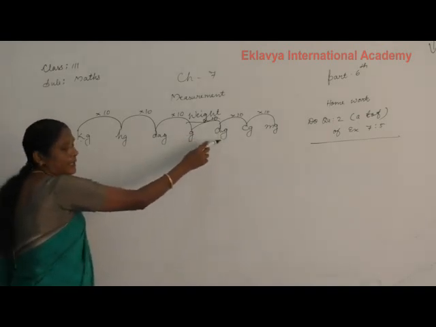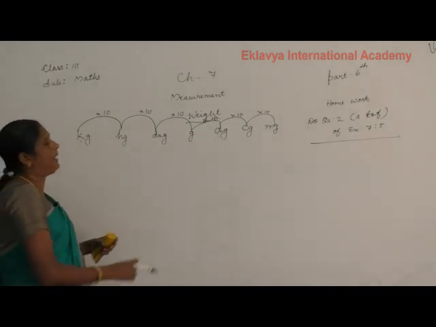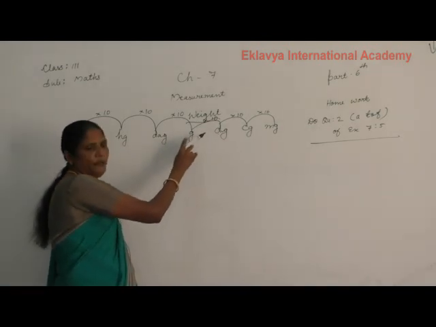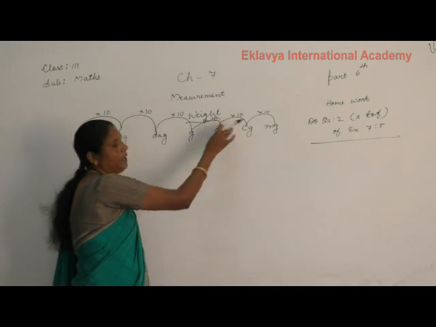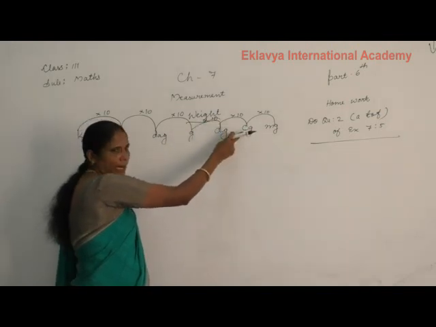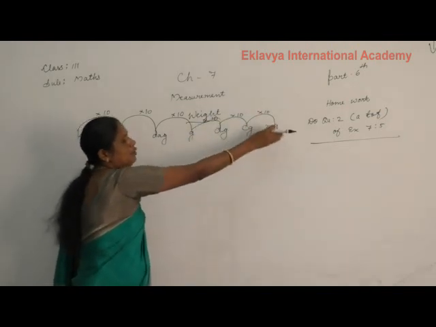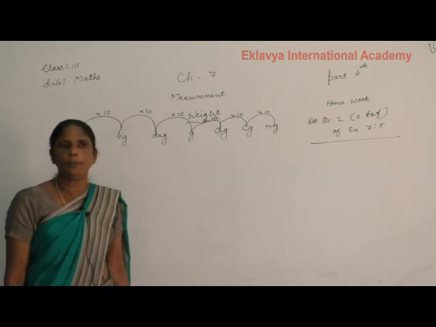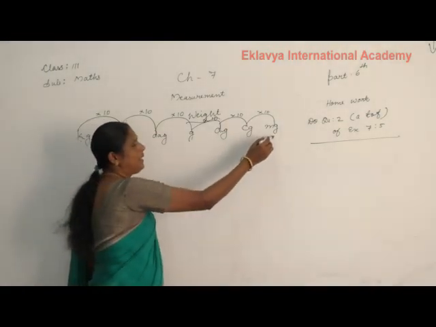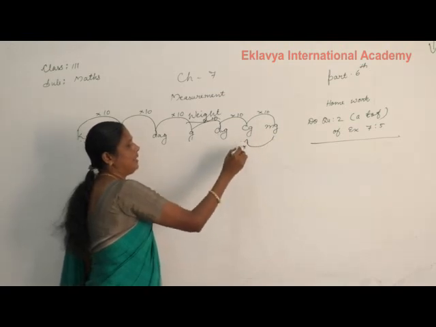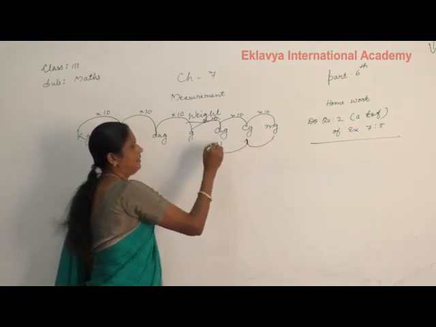Gram into decigram, we multiply by 10. Gram into centigram, we multiply by 100. Gram into milligram, we multiply by 1000.